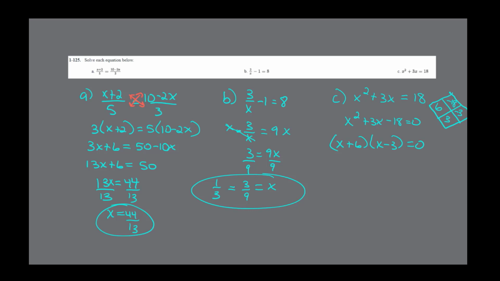Now that means because if these were to equal 0, x would have to equal negative 6 or x would have to equal 3. So those are the solutions for part C. And that's it for 1-125.